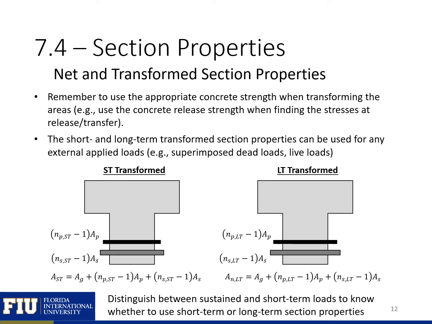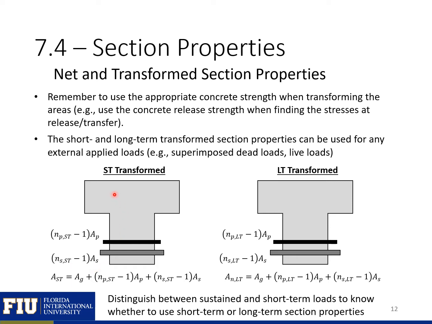When using net and transform section properties, we're going to use our transform section properties to resist any externally applied loads. So superimposed dead loads or live loads will be resisted by our transform section. With our transform section, we're transforming our pre-stressing and our non-pre-stressed steel both into equivalent concrete areas using our modular ratio minus 1 times the area of pre-stressing, and modular ratio of non-pre-stressed steel minus 1 times the area of steel.